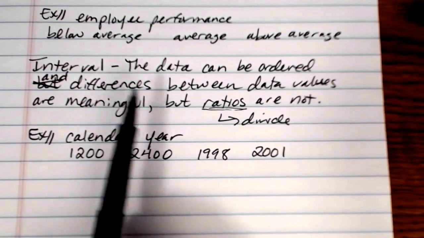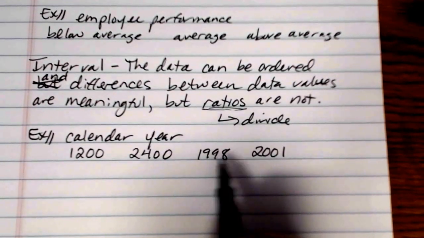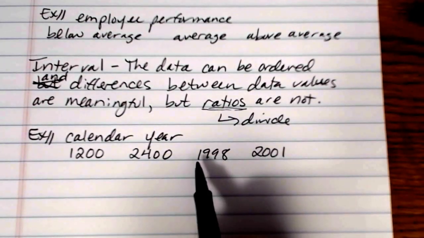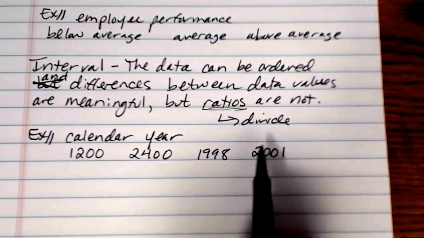Can we take differences between data values and get something meaningful? Well, sure. 1998, 2001, if we subtract those two, we get a difference of 3, and 3 years have passed from 1998 to 2001.